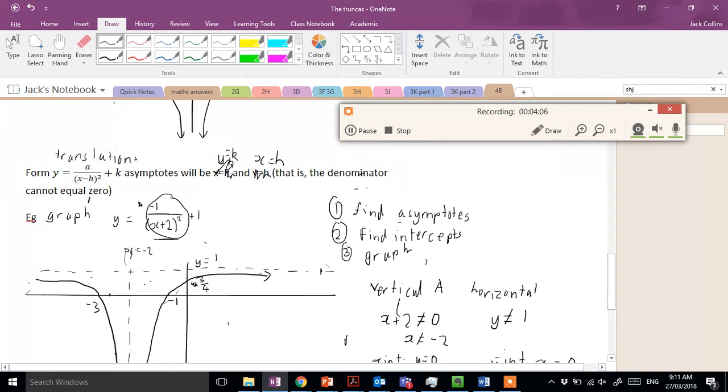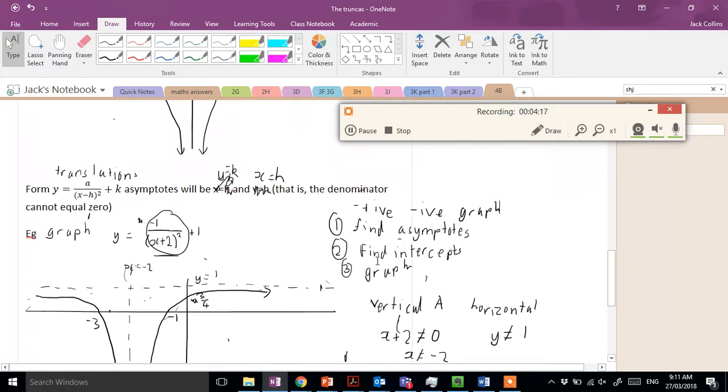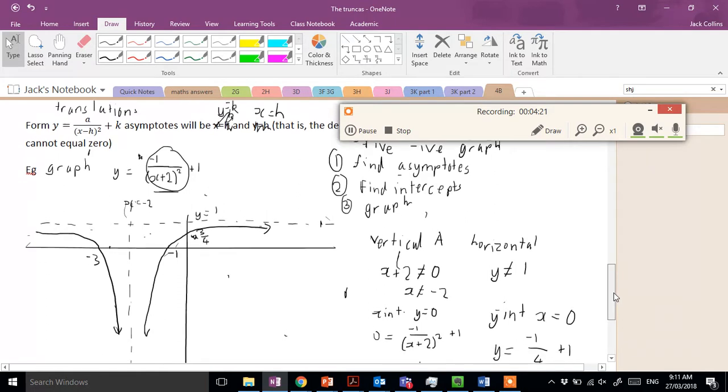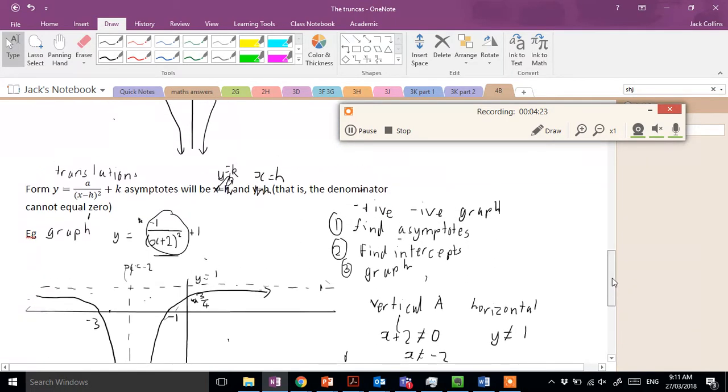So, positive graph or negative graph. Then you find the asymptotes by observation. Then you find the intercepts. And then finally, you graph it. So make sure you graph after you've found the intercepts, just to make sure that you're drawing it in proportion to the rest.